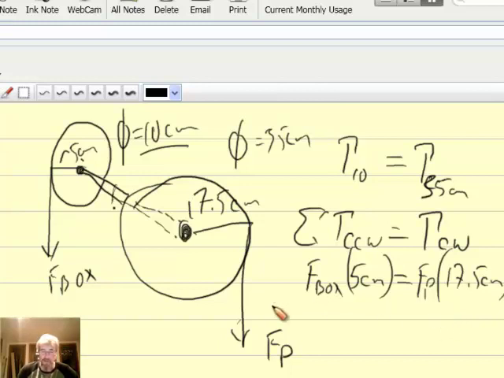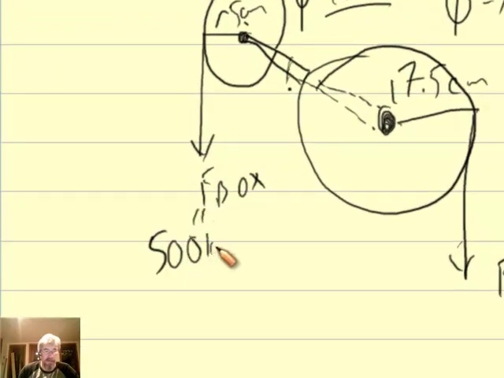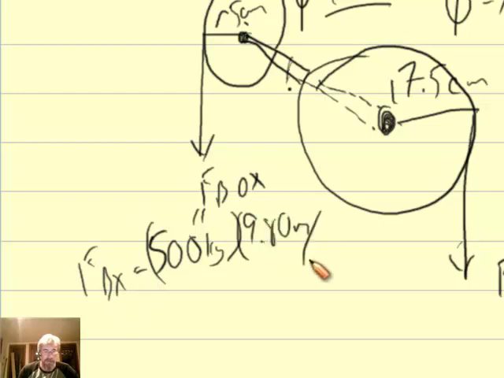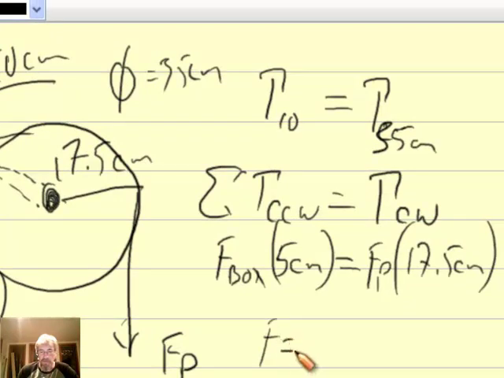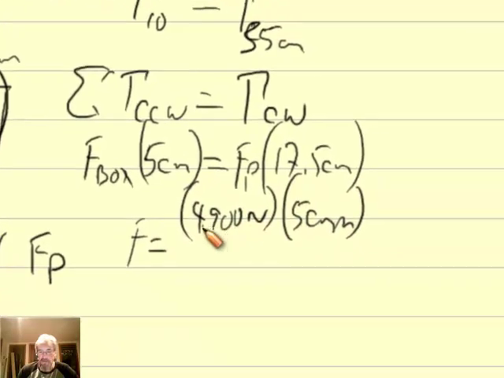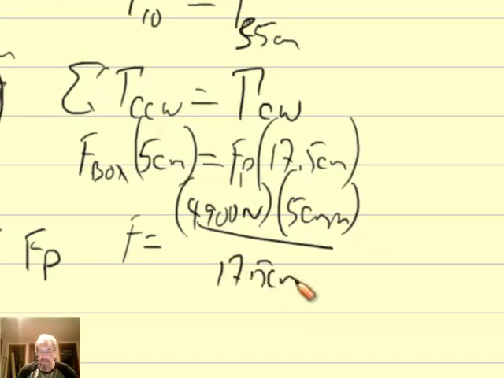There's a torque balance. Now, I know the force of the box if I do a little calculating, because it tells me that the box weighs 500 kilograms. So force of the box is 500 kilograms times g, and g is 9.80 meters per second squared. When you calculate this out, you get 4,900 newtons. So plugging that in here and solving for the force of the person, the force of the person is equal to 4,900 newtons times 5 centimeters of lever arm divided by 17.5 centimeters. And the result, after centimeters cancel out and you do your calculation, will be newtons, and it's 1,400 newtons.